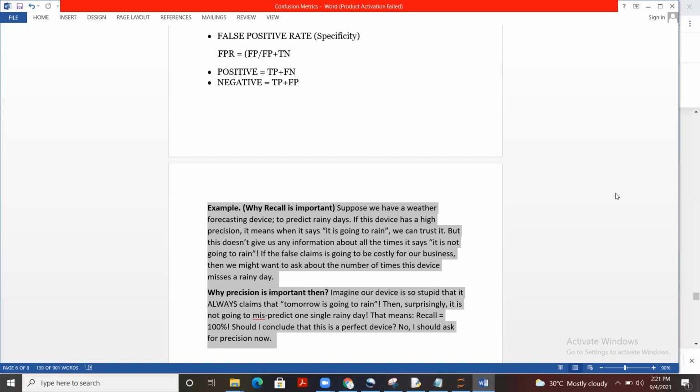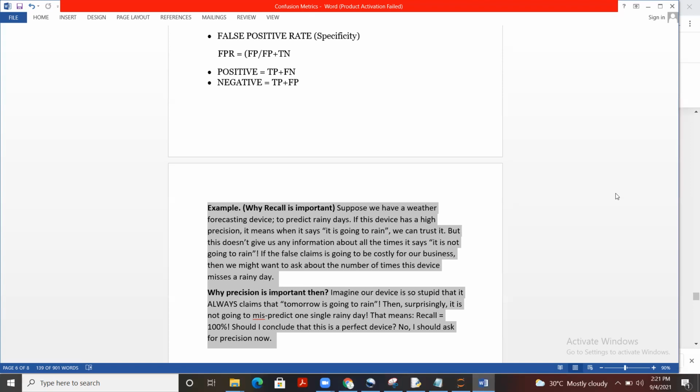And the other case is why precision is important. Imagine our device is so silly that it always claims that tomorrow is going to rain. Then, surprisingly, it is not going to mispredict a single rainy day. That means recall is 100%. So should I conclude that this is a perfect device? No, I should ask for precision now. I hope you're clear with this. So our recall is 100%, but it may add some extra days on which it did not rain, but it predicted that it is going to rain. So irrelevant data, or false claims, are there, and they can be costly for us.